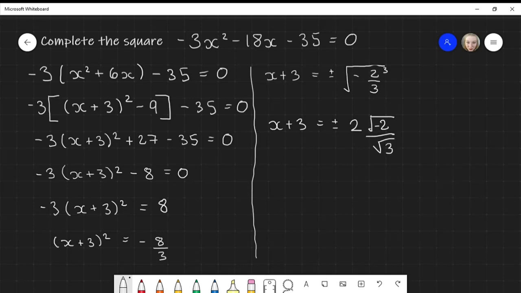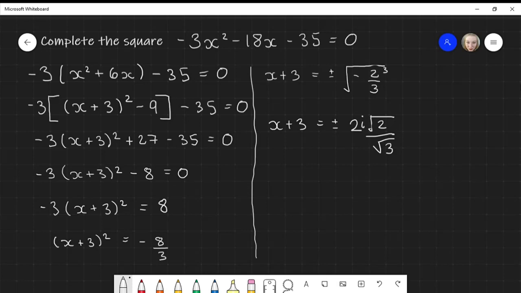Okay, we also have the root of a negative number. For those that don't know, if you have a root of a negative number, this is an imaginary number. So I'm going to bring the i outside and we can get rid of the minus in the root because i times i is minus 1. So I'm just bringing the minus 1 outside.